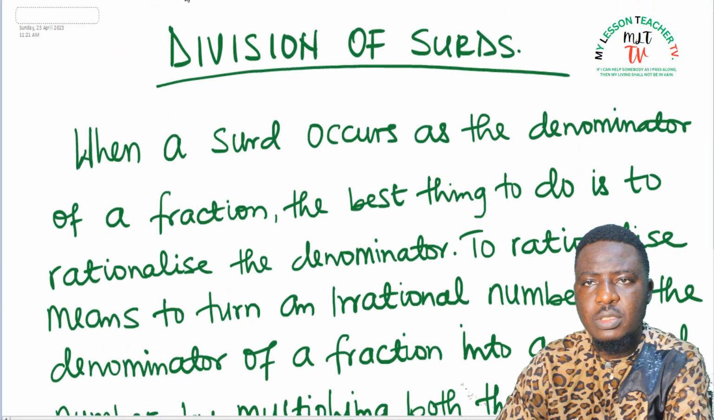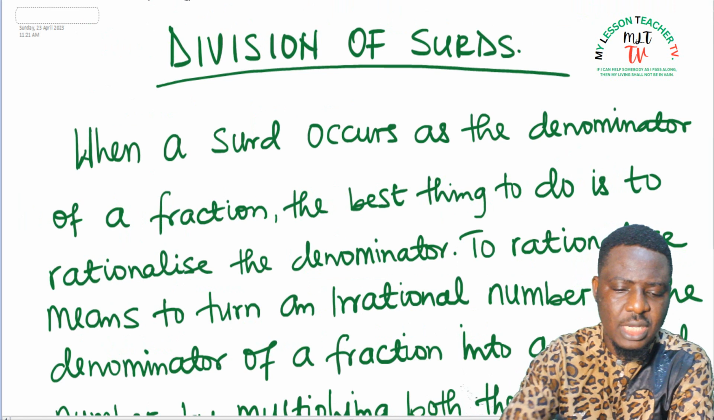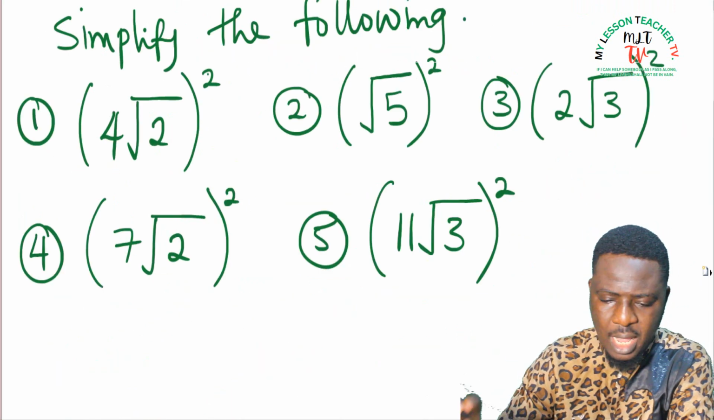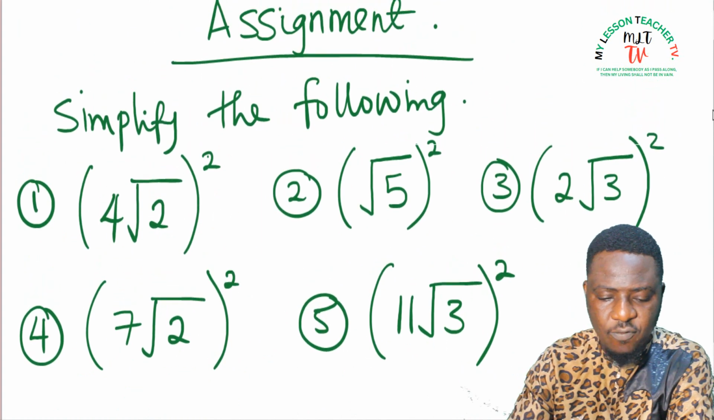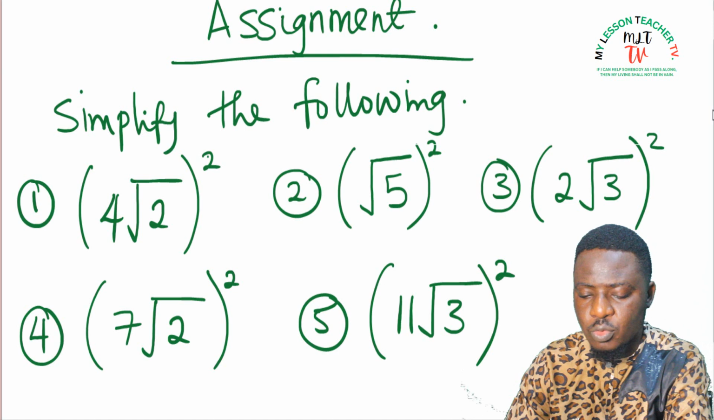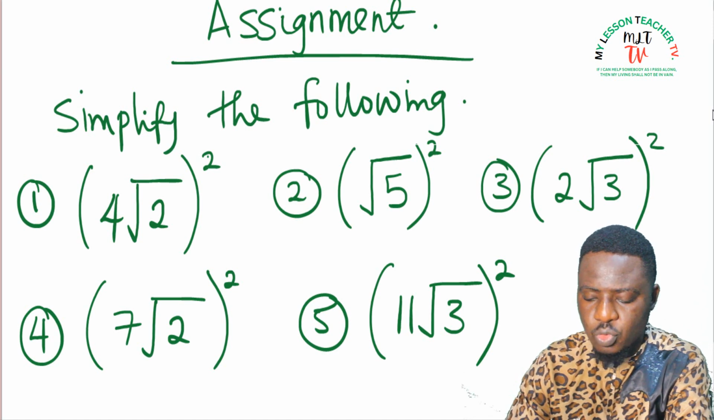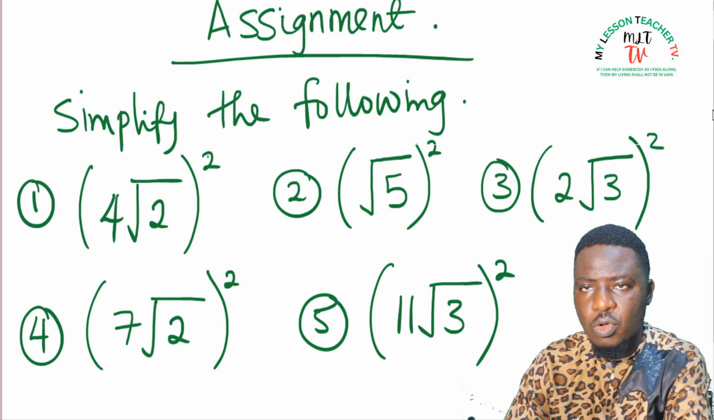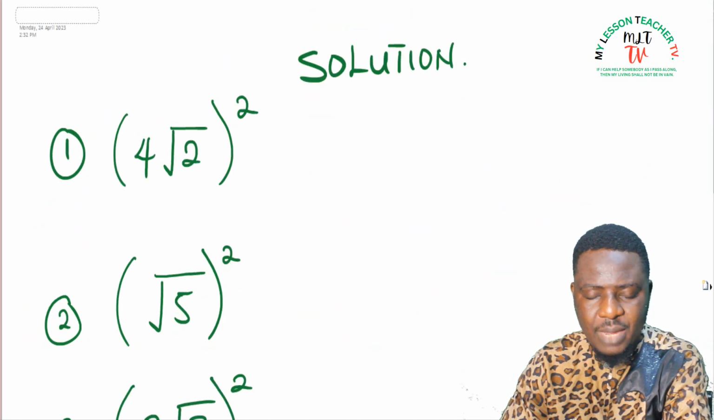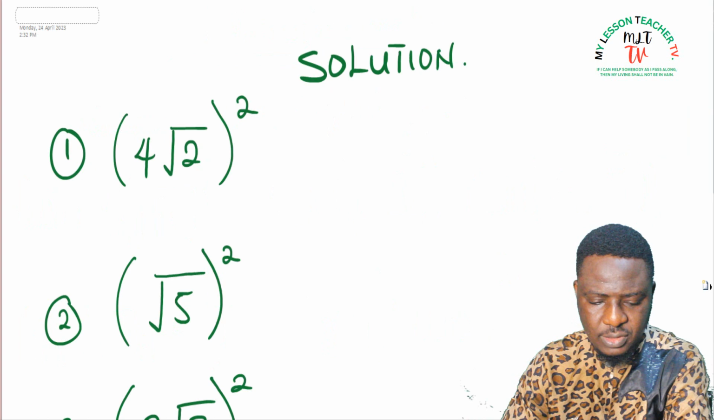Before we go into division of SURDS, let's look at the solutions to the assignment I gave you in the previous class. In the previous class, you were asked to simplify the following: bracket 4 root 2 all squared, bracket root 5 squared, down to bracket 11 root 3 all squared. I shall be giving you the solutions to the assignment I gave you at the last class.